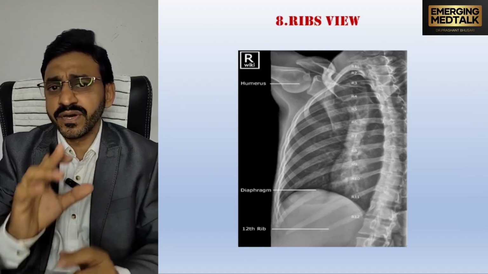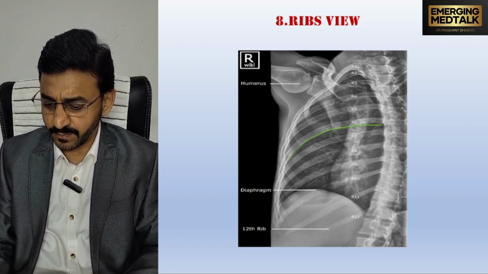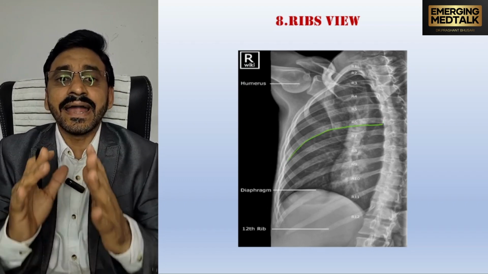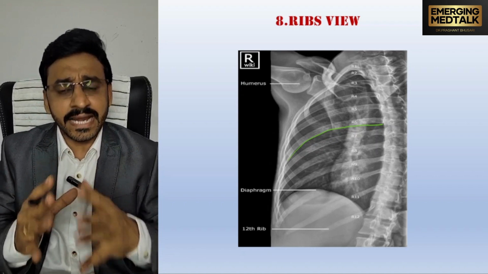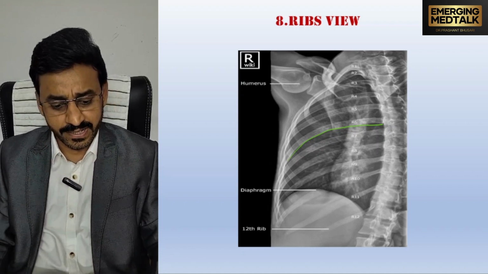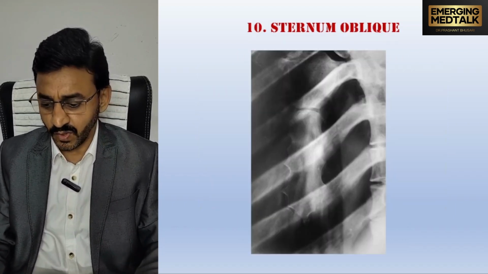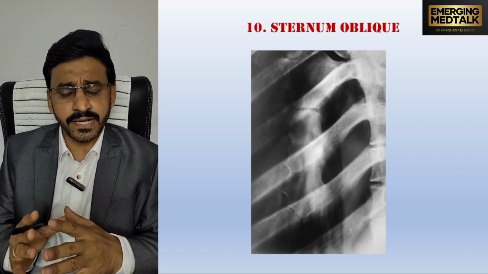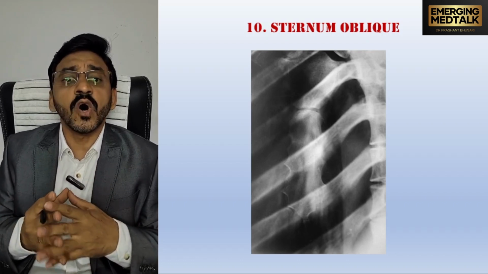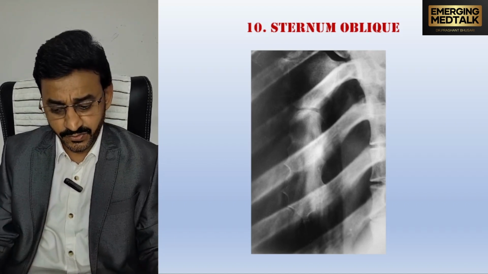Typical ribs view, where most of the ribs we can see throughout their extent, and here particular fractures or some bony pathology can be detected. And then next, sternum lateral view and sternum oblique view, where pathology related to the sternum, either fractures or bony tumors, can be detected in these views.